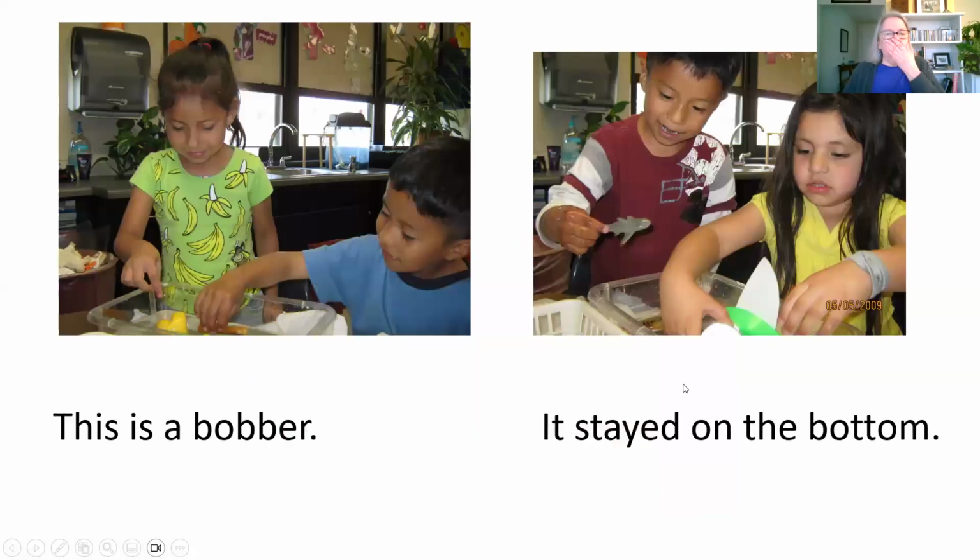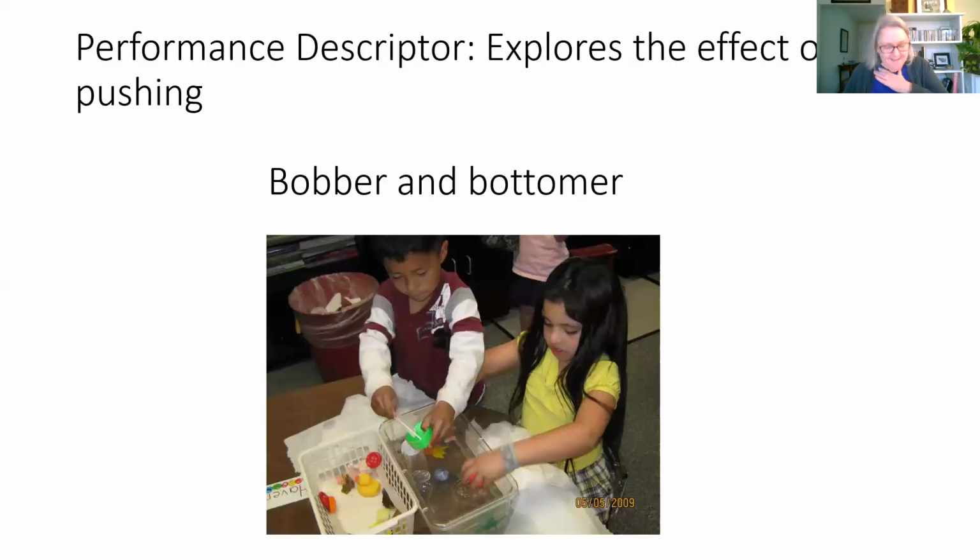Okay, I want to talk about this just a little bit. I would suspect that most of you have done something with sink and float in your classroom. I want to propose a different idea called bobber and bottomer. Because with sink and float, when the kid tosses something into a container of water, they have no idea whether it's going to sink or float.